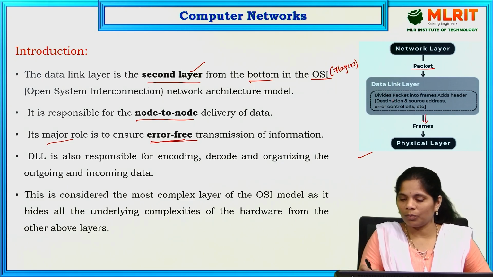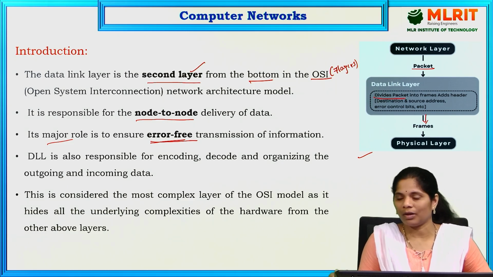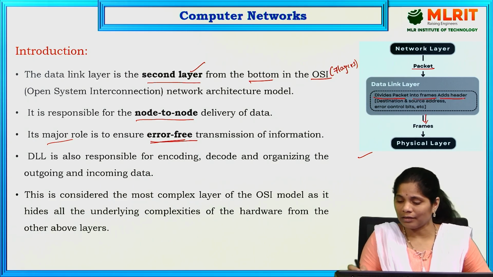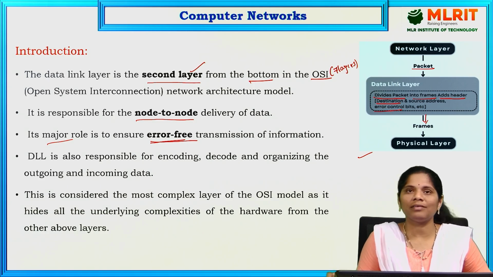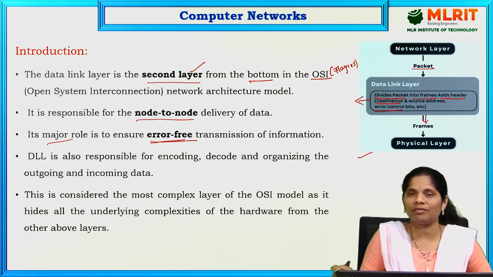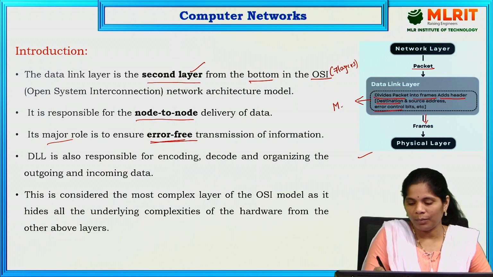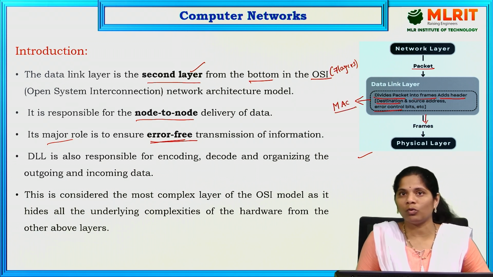It divides the packets into frames. At the same time, it adds the header. What does the header contain? It contains the address of the source and destination, and also it provides error control. Means the sender address is there, and at the same time the receiver address is there, using the MAC, that is Media Access Control address, for node to node delivery, right? That's why we use the MAC address. That is the address and control.